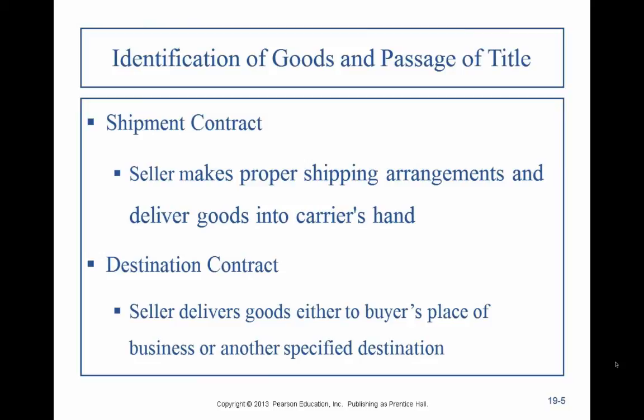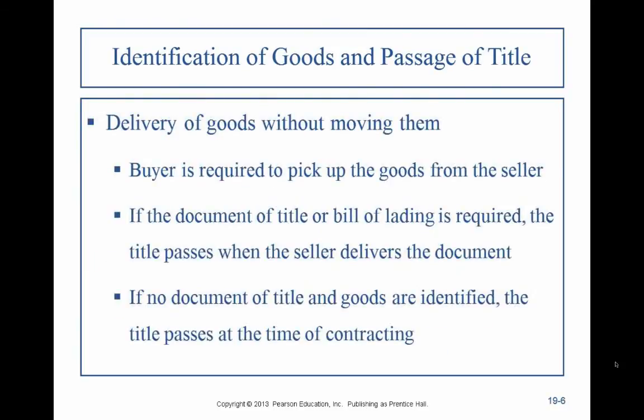A destination contract is seller delivering goods either to a buyer's place of business or another specified destination. That doesn't mean that the seller himself has to drive his own truck to get there. All it means is that the risk of loss does not pass from the seller simply because the seller has made shipping arrangements. The seller holds on to that risk, and the seller should have proper insurance, because if something happens, they're going to be left holding the bag because the buyer is not going to pay them for goods that are defective. Right? So don't worry too much. We will come back to shipment and destination a number of times today.